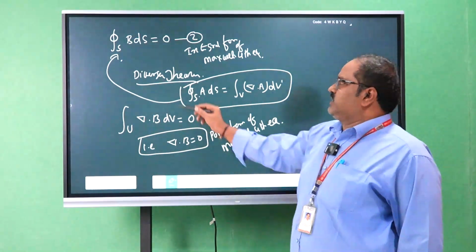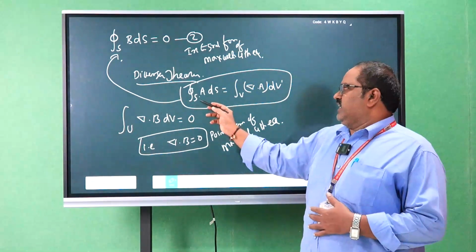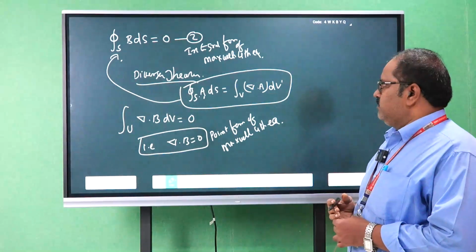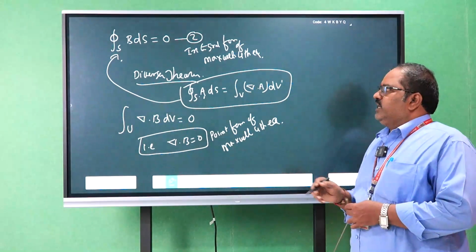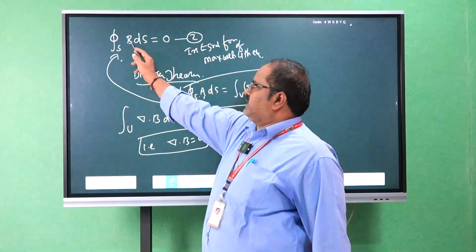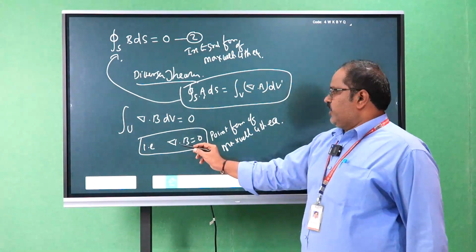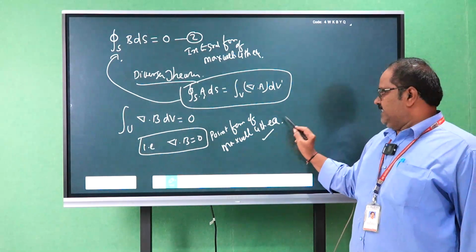We have to apply the divergence theorem to the above equation. What is the divergence theorem? The surface integral of the vector A dot dS is equal to the volume integral of del dot A dv. They applied it on the left hand side equation. The volume integral of del dot B dv is equal to 0. Therefore, del dot B is equal to 0. That is the point form of Maxwell fourth equation.